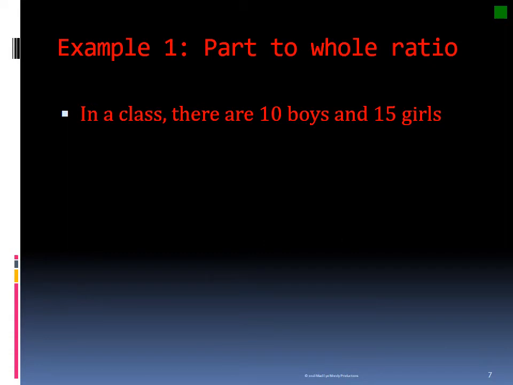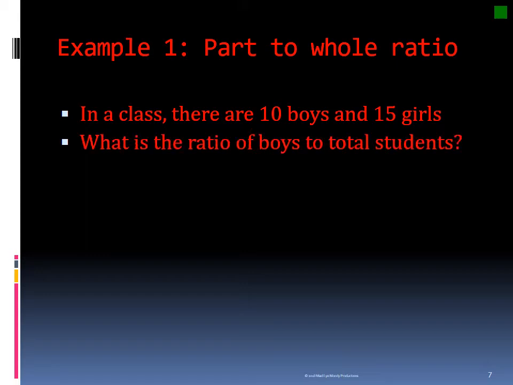Let's look at an example on writing ratios. This example shows a part to whole. So for example, let's say that there is a class, and in this class there are 10 boys and 15 girls. What if we want to know the ratio of boys to total students? So we would ask, what is the ratio of boys to students, or boys to total students?